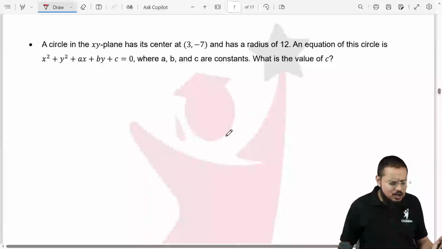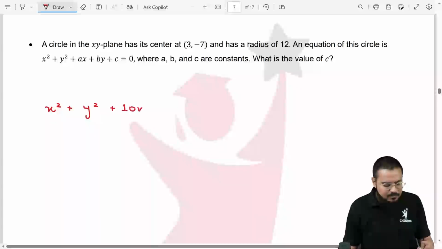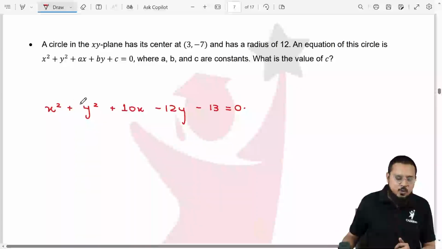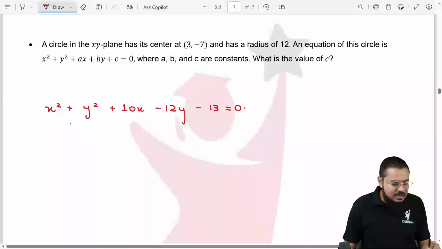Oh, I love equation of the circles, and I have shared this formula with a lot of my students. For example, if you have a general equation of the circle, let's say that looks like this: x square plus y square plus 10x minus 12y minus 13 equals 0. That's your general equation of the circle. What is the general equation of the circle? The coefficient of x square and y square is always positive 1 and everything is on the same side equated with 0.